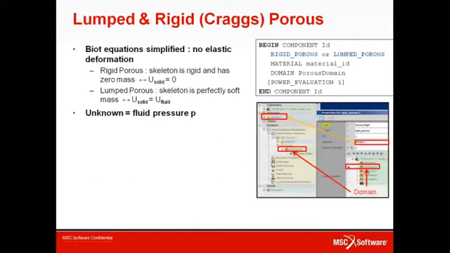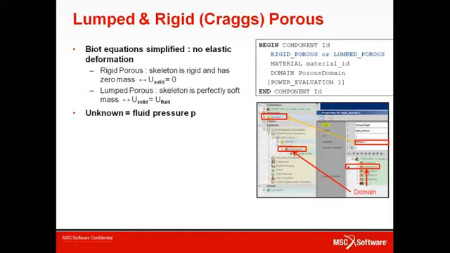We then have the lumped and rigid porous models. Those two models are simplified versions of the porous UP model. In both of those models, the behavior of the skeleton is eliminated from the system of equations thanks to a simplified assumption. On the one hand, the porous rigid model assumes that the skeleton is perfectly rigid and has 0 mass, so that the solid displacements are equal to 0. On the other hand, the lumped porous model assumes that the skeleton is a perfectly soft lumped mass, so that the solid displacements equal the fluid displacements. For both models, there is one single degree of freedom, that is the fluid pressure.